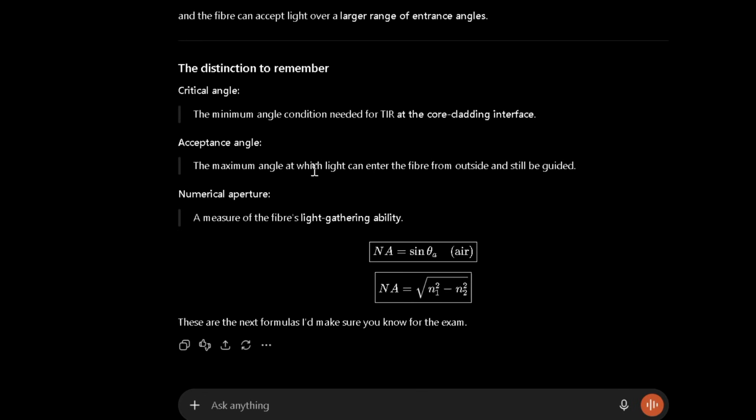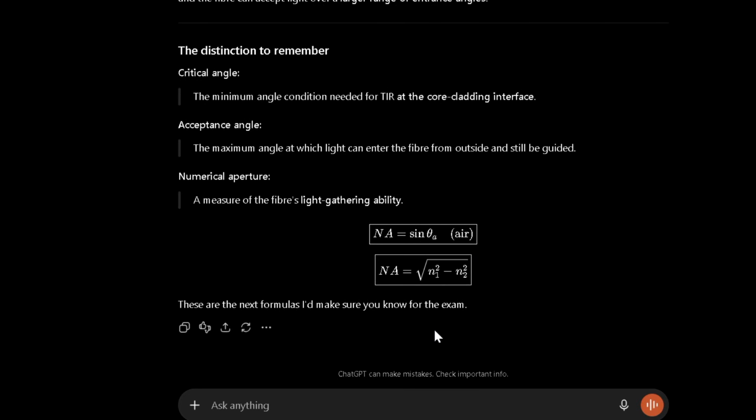The numerical aperture is the measure of a fiber's light gathering ability. NA equals sine theta alpha in air. If there is another refractive index of the medium, then it is n naught sine theta alpha. And NA equals the square root of n1 squared minus n2 squared for the refractive indexes of core and cladding.